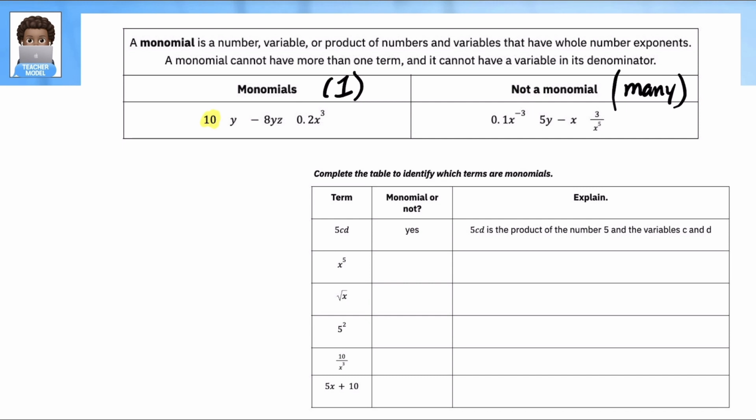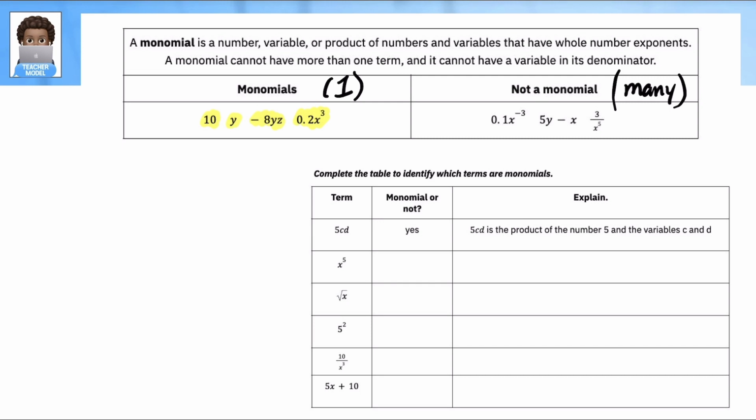So if you see a constant or just a variable by itself, easy peasy. However, it's possible you can see a coefficient and variables, and it's still a monomial. They're still one term. They're all grouped together. Or if you see a variable with an exponent, it's still part of the group. It still counts as a monomial. These are all one term.